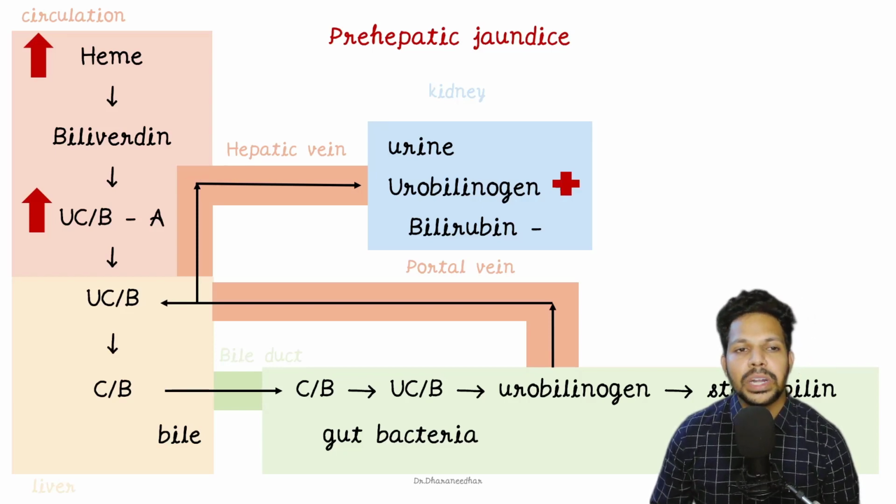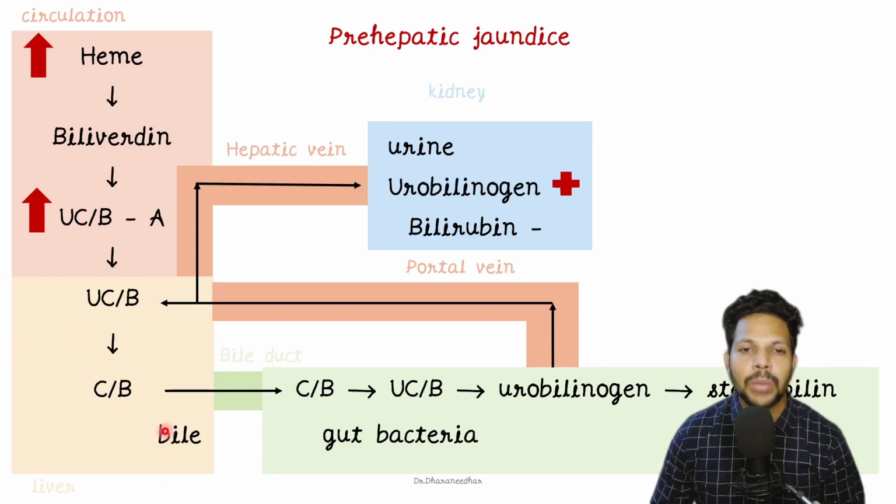But what happens to bilirubin here? Is there any leak of unconjugated and conjugated bilirubin here? No. Now, why am I talking about leak? You will understand further. So there is no leak of bilirubin in the circulation, and hence the bilirubin will not be there. Only you will see urobilinogen in the urine. Okay. This is about the prehepatic jaundice.